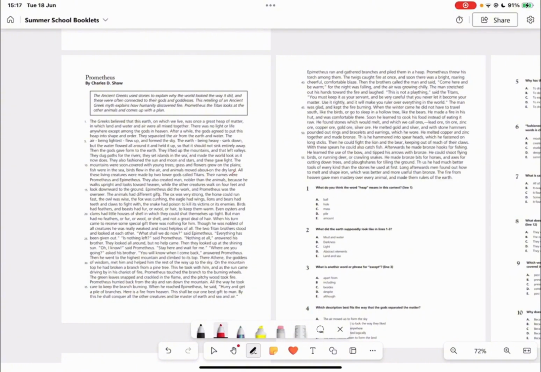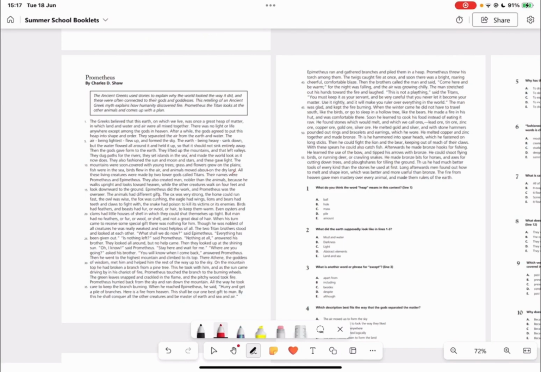The two Titan brothers stood and looked at each other. "What shall we do now?" said Epimetheus. "Everything has been given out." "Is nothing left?" said Prometheus. "Nothing at all," answered his brother. They looked all around, but no help came. Then they looked up at the shining sun. "Oh, I know," said Prometheus. "Stay here and wait for me." "Where are you going?" asked his brother. "You will know when I come back," said Prometheus.